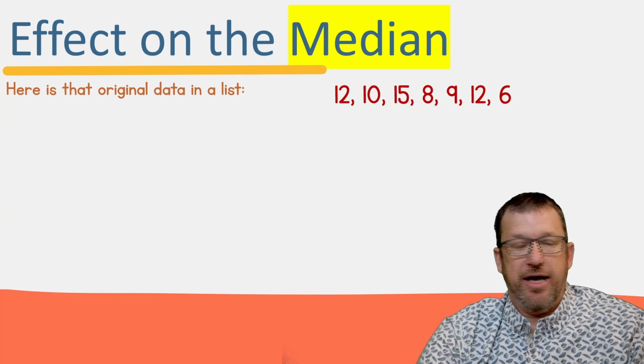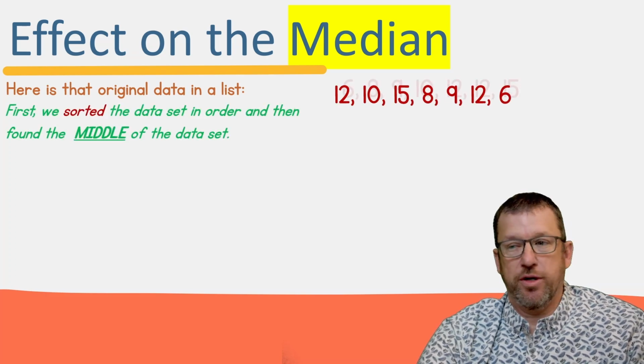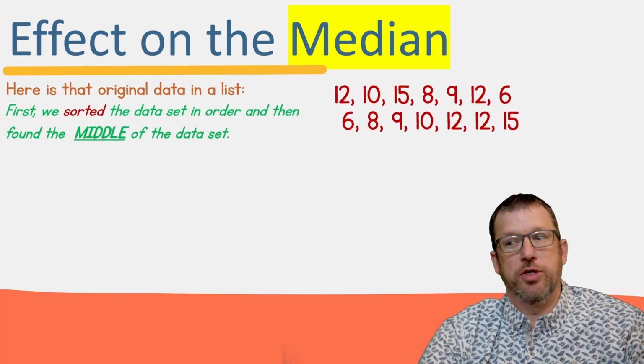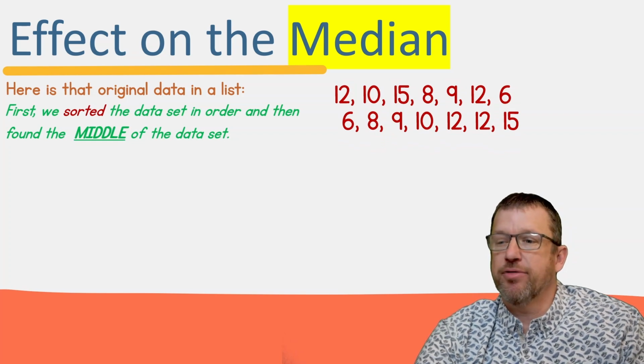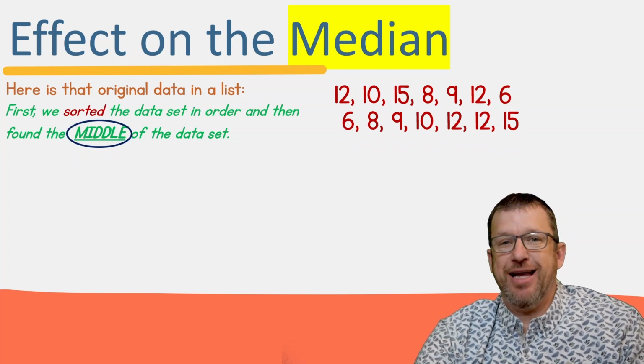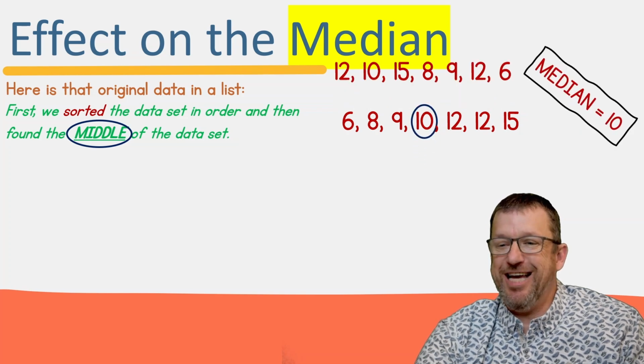Here's our original set of data on a list. All right, we sort it first. Always sort when you're doing the median. All right, and there we go. And so what's the middle of that data? Because that's what the median is. It's 10. So our original median was 10.